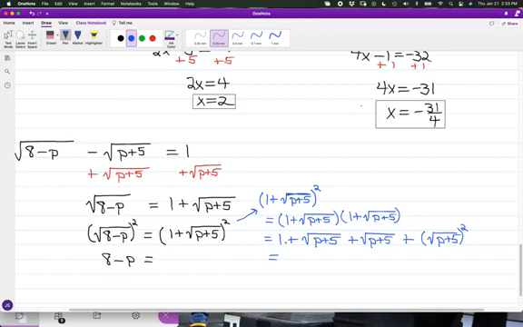So combining, for the radical terms in the middle, you have 1 square root of p plus 5 plus 1 square root of p plus 5. So this will become 2 times the square root of p plus 5. And then for the square root of p plus 5 times itself, you have plus p plus 5. And we have in the arrangement now 1 and 5, we have constants to combine.